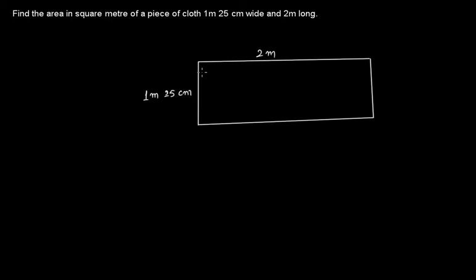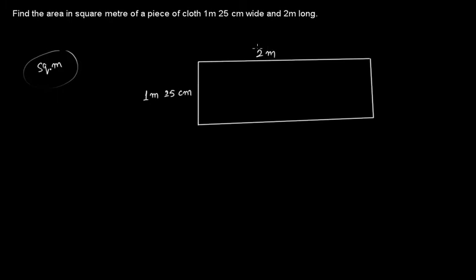You have to find the area in square meter, and that is very interesting. If you look at this value, the width, it is 1 meter and 25 centimeter, and this is in meter. You have to tell the area in square meter. Now, how will you get square meter? Can we simply multiply this length by this breadth? No, we cannot do this.